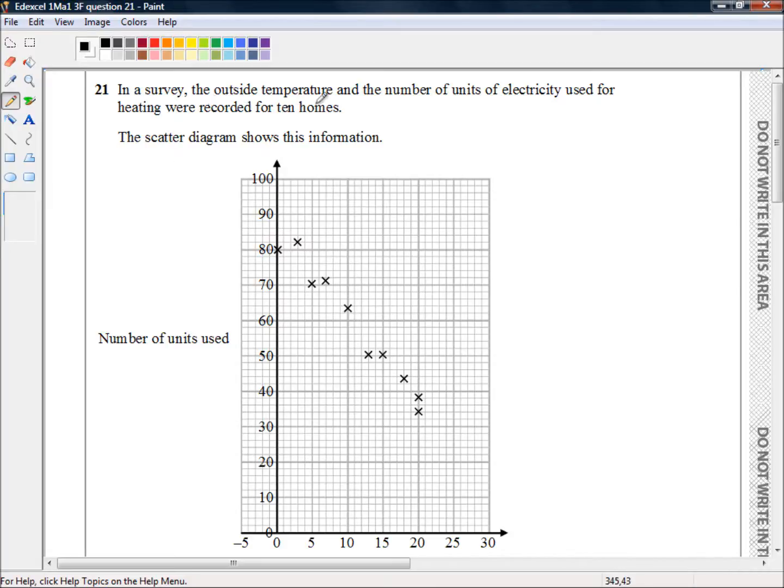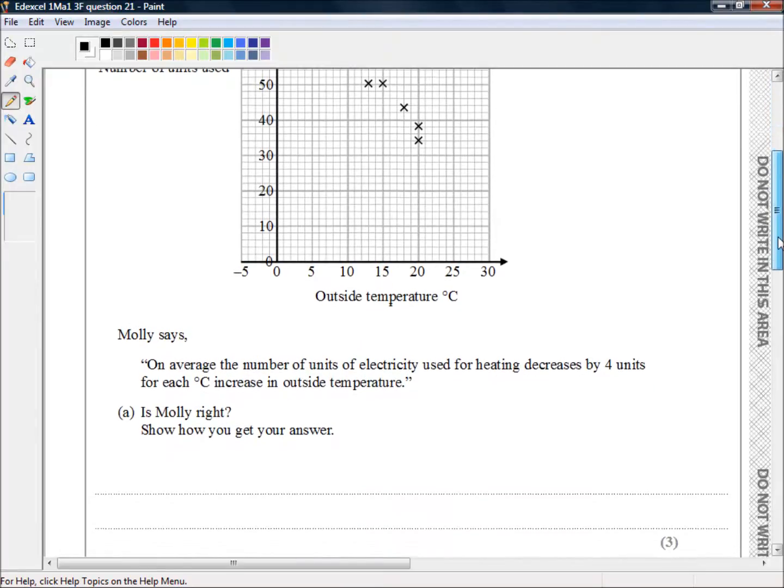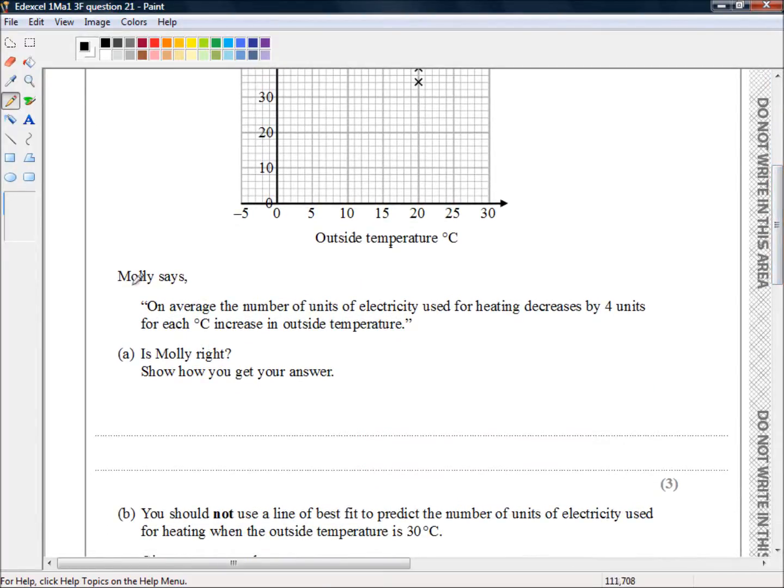In a survey, the outside temperature and the number of units of electricity used for heating were recorded for 10 homes. The scatter diagram shows this information. Okay, so we have the number of units up the y-axis and the outside temperature along the x-axis. Molly says, on average, the number of units of electricity used for heating decreases by 4 units for each degree C increase in outside temperature. Part A says, is Molly right? Show how you get your answer.